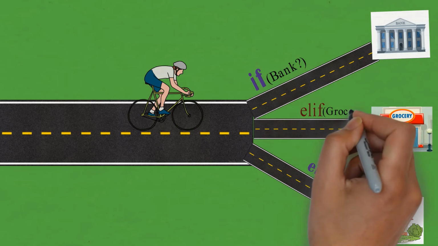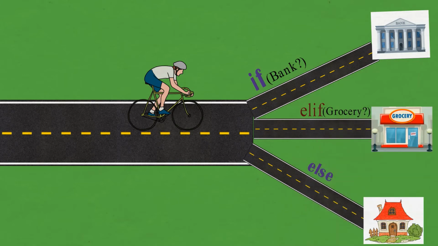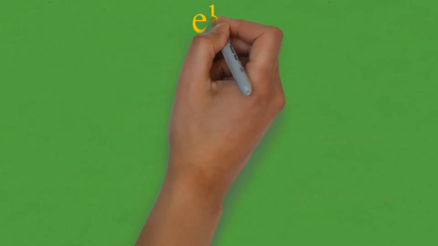So now the sequence will go like this. First, the rider will check if he has any work in the bank. Then he will check if he has any plan to go to grocery. If yes, he will go to grocery. And finally, only if he doesn't want to go to bank or to grocery, then only he will go to his friend's house. So this is the concept that we are going to see, which is elif in Python language.